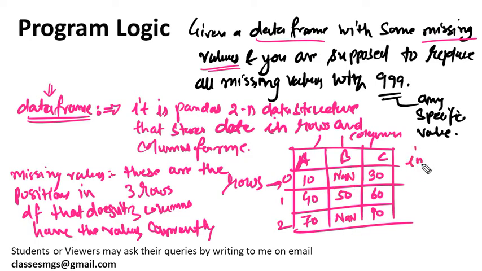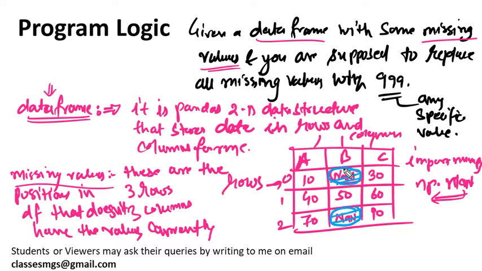NaN is a value that is available in the NumPy module. So you need to import NumPy, and then you can use the np.nan value to insert a missing value. So you should know the missing values. Now your task is to replace all those missing values. Wherever there is a NaN value in the data frame, you are supposed to replace it with some specific value, let's suppose 999. This should be the result.